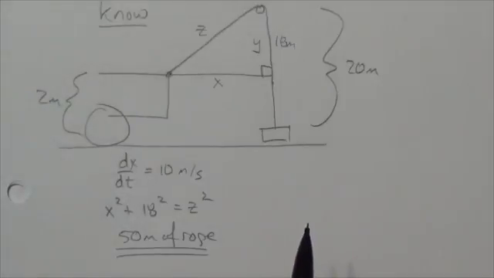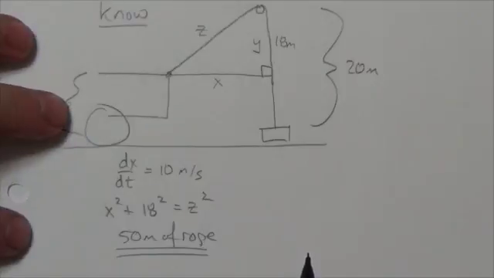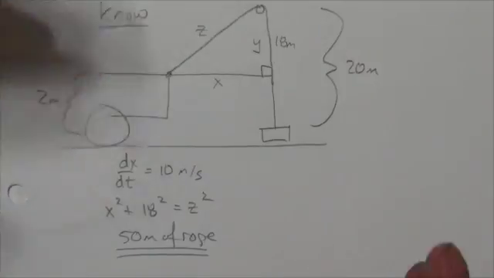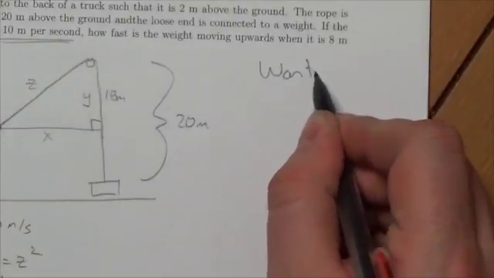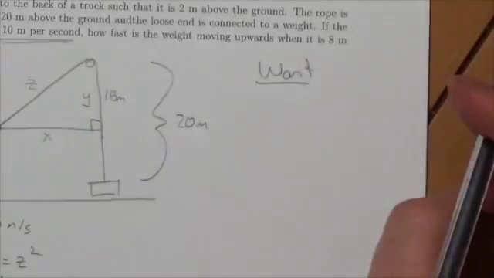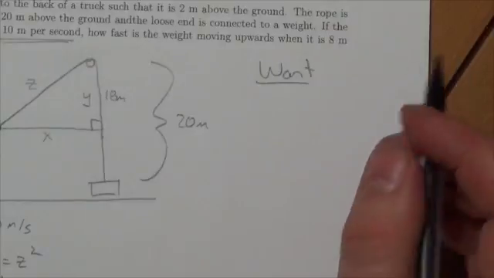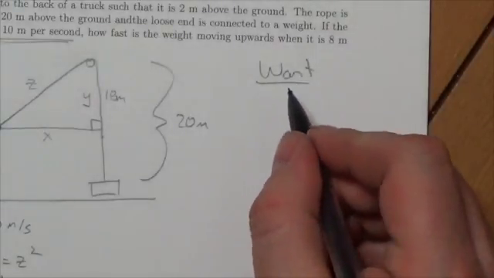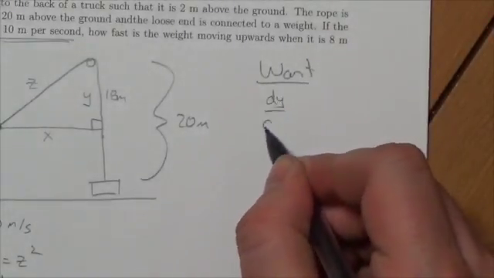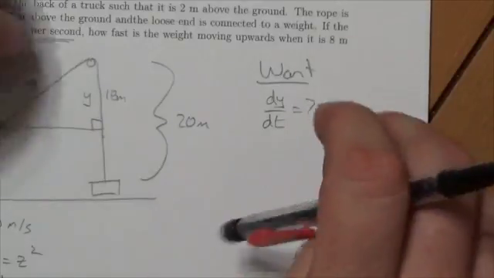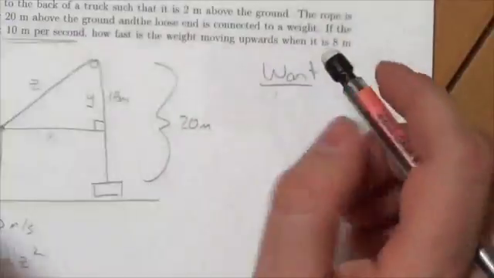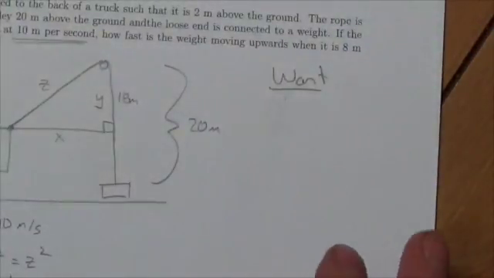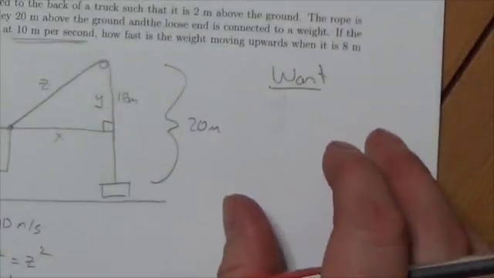Okay, let's just jump into it here. So what I want to know is how fast the weight is moving upwards when it is 8 meters high. Okay, so I want to know dy/dt. Well, actually, you know what? I think that's going to be confusing for people. It's not dy/dt that I want. Okay, it's really not dy/dt that I want.